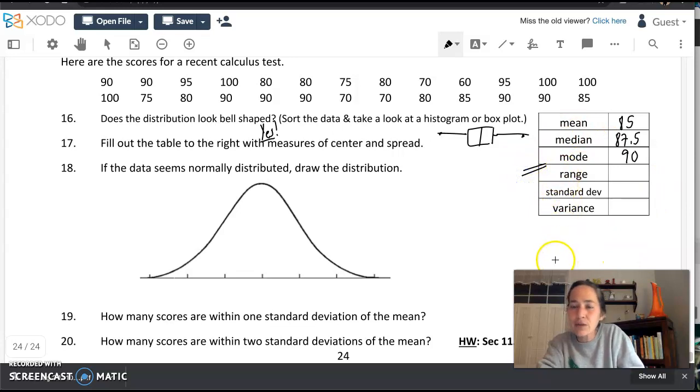Your 3 classic measures of spread, the range. Well, I can tell from this table, the values go from a 60 to 100. The range was a 40-point swing.